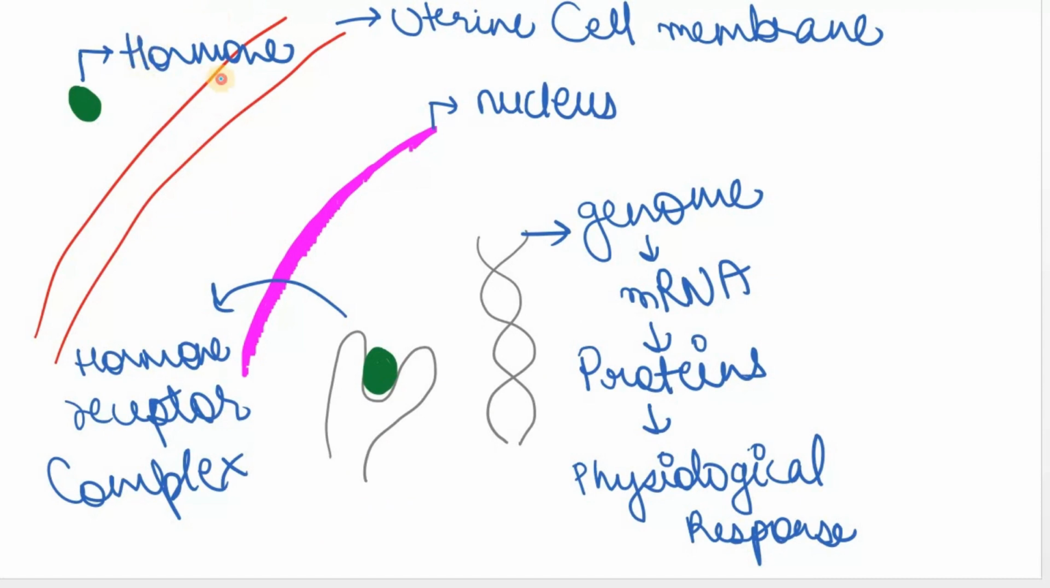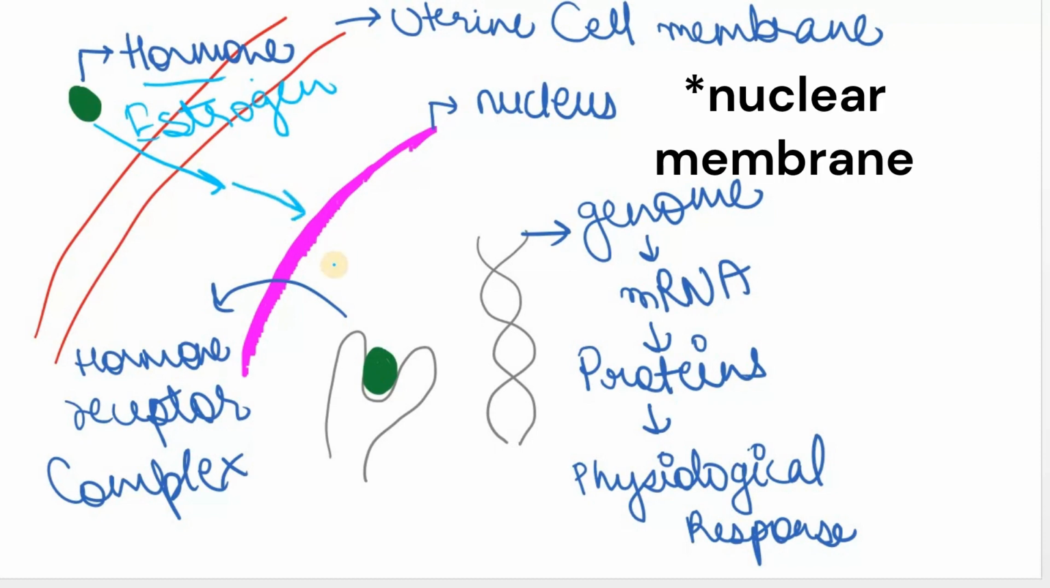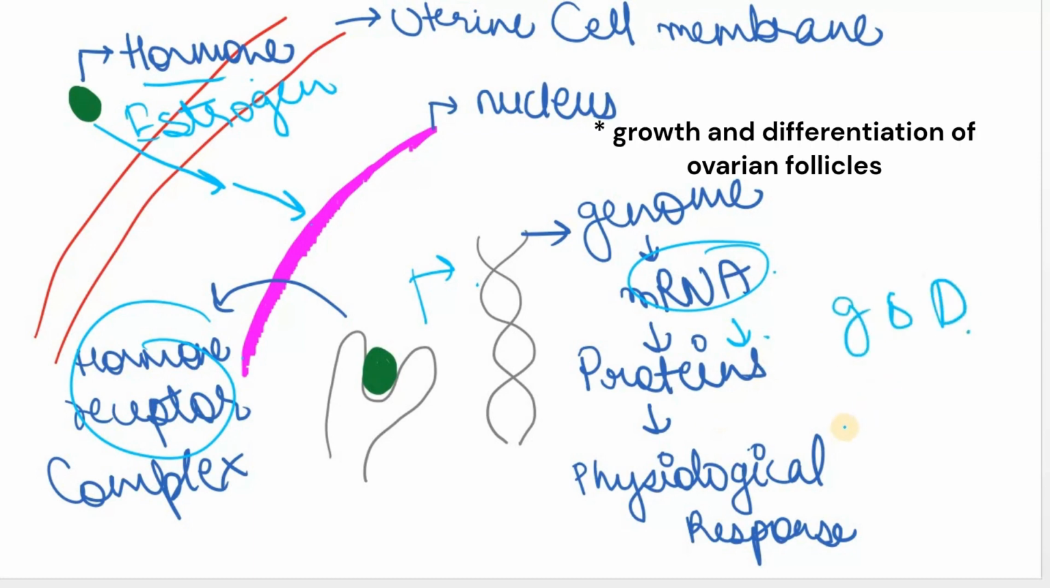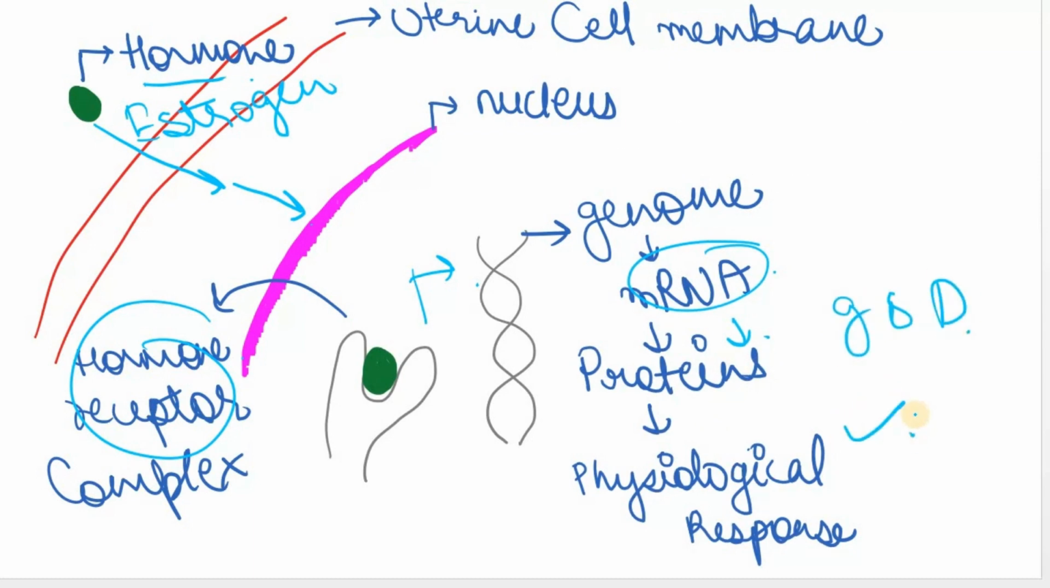For example, this is a steroid hormone. We can name this as estrogen. This estrogen comes and enters the cell and interacts with the nuclear receptor, and hence a hormone receptor complex is formed. This hormone receptor complex interacts with the genome. Later mRNA is formed, proteins are formed, and the physiological response like growth and differentiation of tissues is executed.